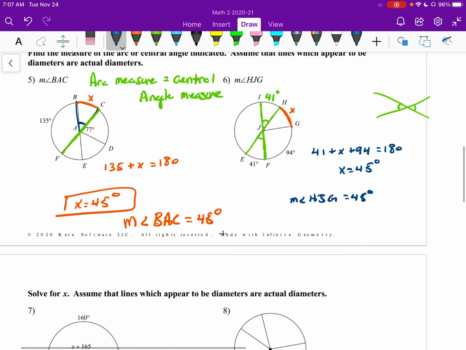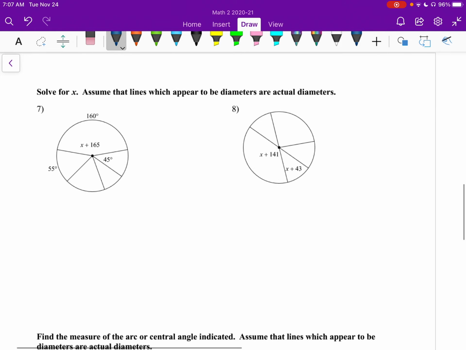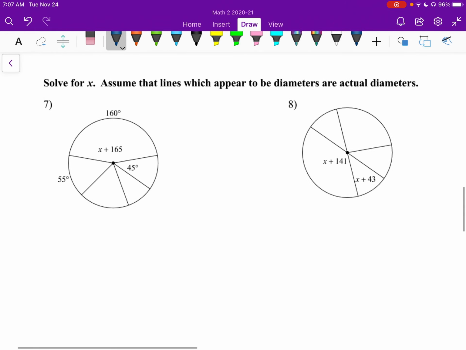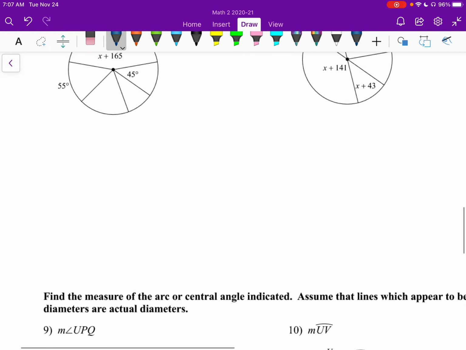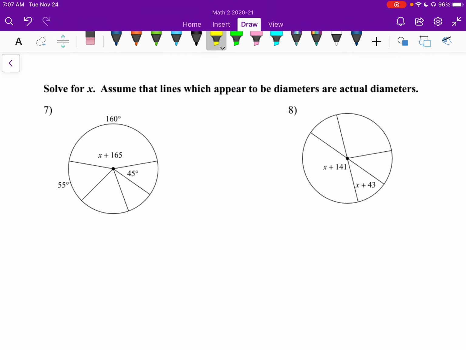All right. Number 7, solve for x. Assume that lines which appear to be diameters are actual diameters. Now on the homework, you're going to have to be careful. Sometimes it will say solve for x, and sometimes it will say solve for the missing angle. So sometimes you will have to just get plain old x, and sometimes you'll have to plug it back into whatever is listed. You just need to make sure that you read the directions and see which one it's asking for.